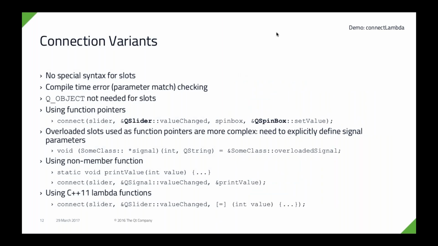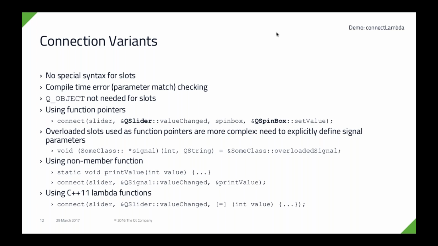Okay, so we've got a question about connection type. Let's take a look at that on the next slide. Connection variants: there's no special syntax for slots, as we mentioned. QObject is not needed for slots. If you're using the functor type, you don't actually need to specify the QObject macro, because a slot is essentially just a function.